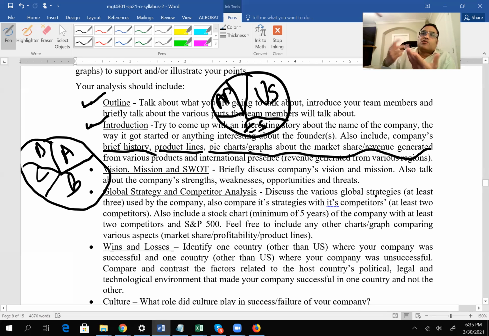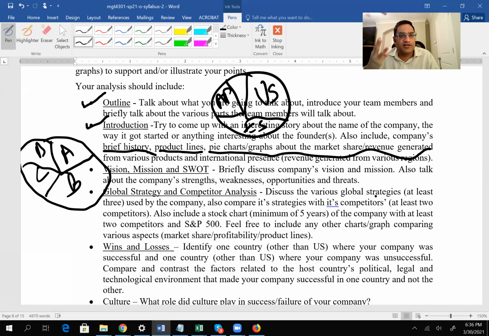And then global strategy and competitor analysis. So we discussed the various global strategies. Again, this chapter, this textbook, you've learned a lot of different global strategies. So pick at least 3 of those strategies and talk about them, and also compare it with the company's competitors. Okay, make sure you compare it with at least 2 competitors, right? So let's just say, going back to the earlier example I gave you, if you pick mode of entry, then how did the company enter the country? If you were to say they established their own subsidiaries there, so what did the competitors do? Okay, so briefly discuss that.